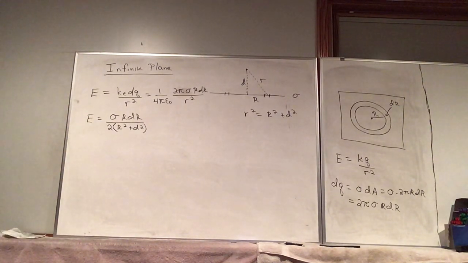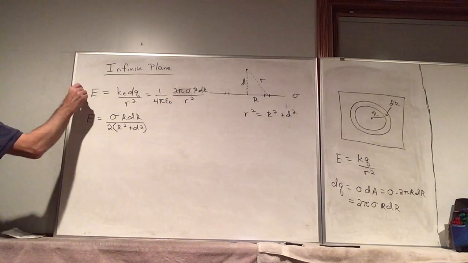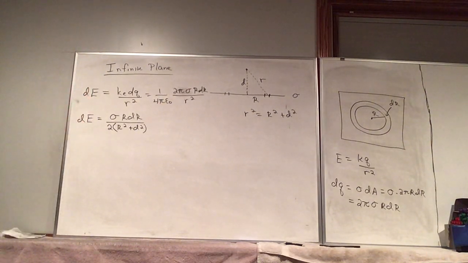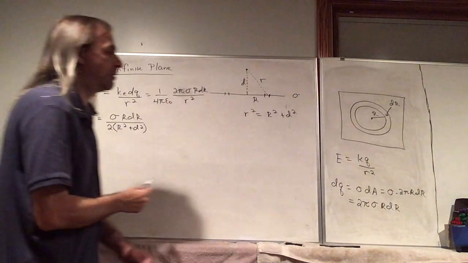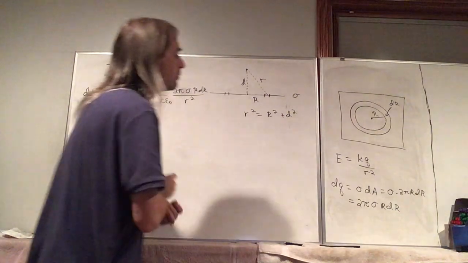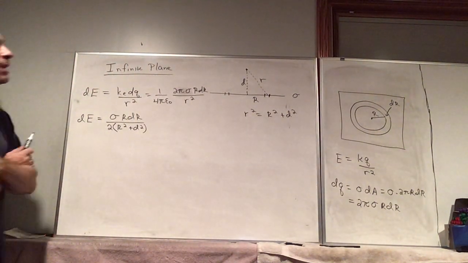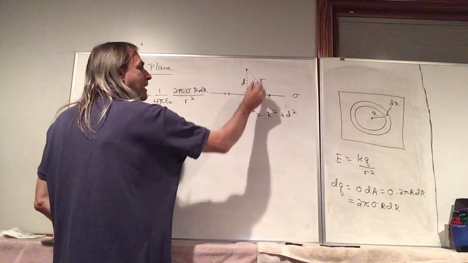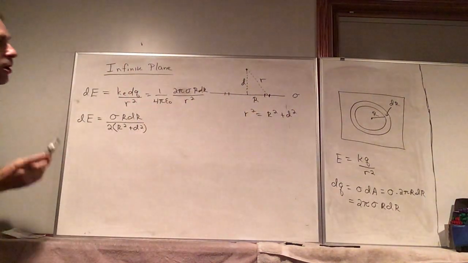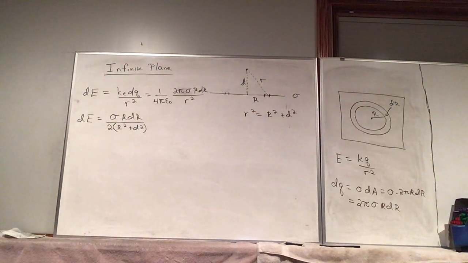And that little r squared is big R squared plus d squared. Sorry, this is dE, the magnitude of the electric field due to this charged element here. And the reason we picked a ring of charge is because every point on the ring is the same distance. However, this is just the magnitude of the electric field.